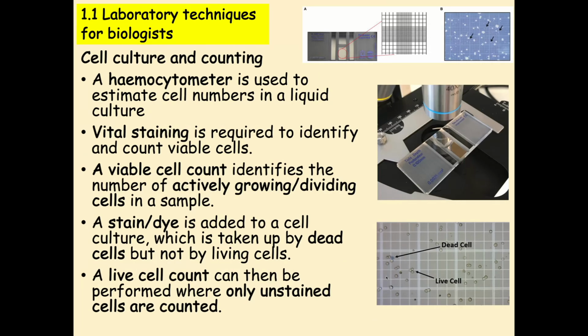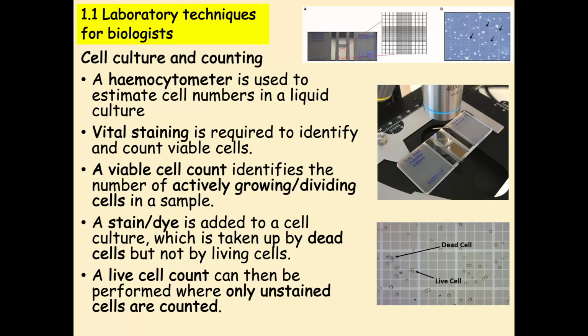When we have cells within a liquid culture, we can use a hemocytometer to estimate the cell numbers. Now, we can see the hemocytometer grid here, just in this microscope. Okay, and we can see what it looks like when it's magnified there. That's useful to know what that looks like because that does come up in the exam from time to time, and we'll talk through how you work one of those out in a moment or two.